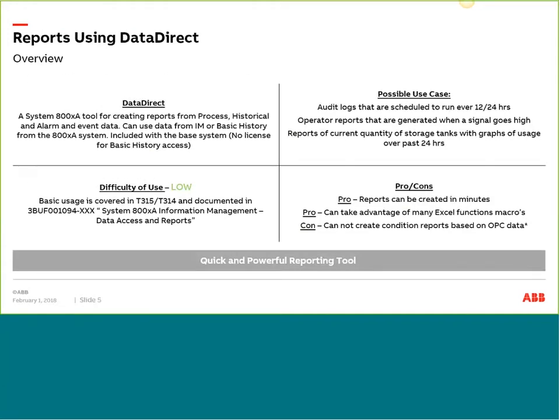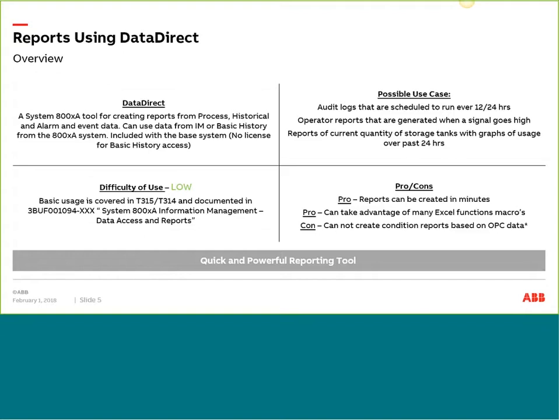All right, thank you, Roy, for the introduction. So what I'm going to talk about right here is Data Direct. Like Roy said, it's an application that comes by default with 800XA. It's a tool that uses Excel as its mechanism for building reports. There's no license to use it as long as you're going to use basic history from the 800XA system. But it does have the capability of pulling data from an IM, which is the licensed portion of it. To use it is pretty simple.